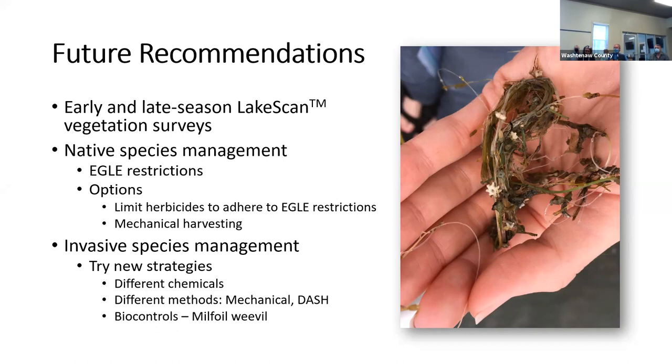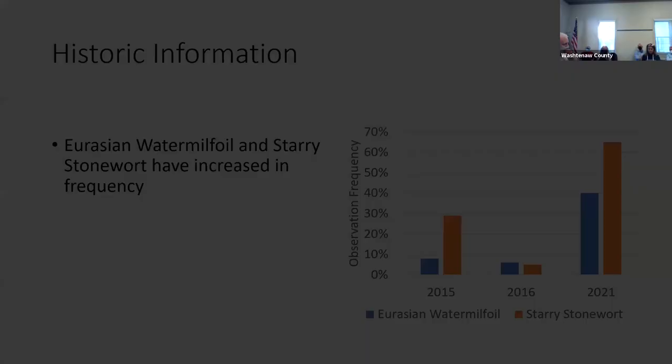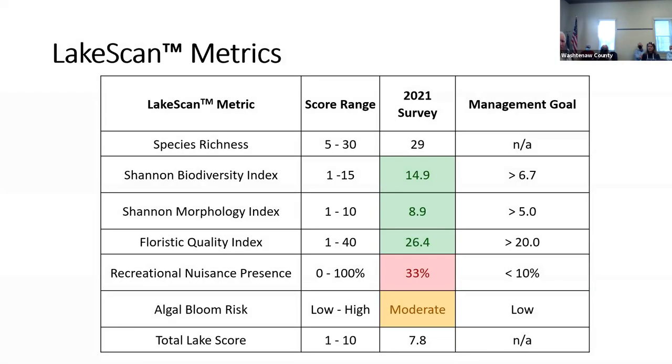Okay. The LakeScan metric results, where the 2021 survey said 33%. Is that coverage or is that just a nuisance factor? That's just a nuisance factor.